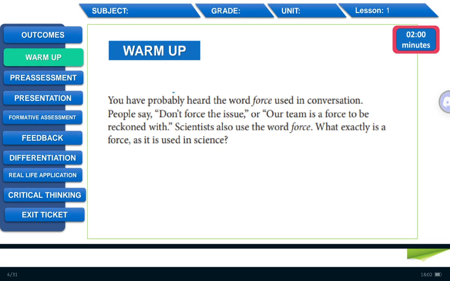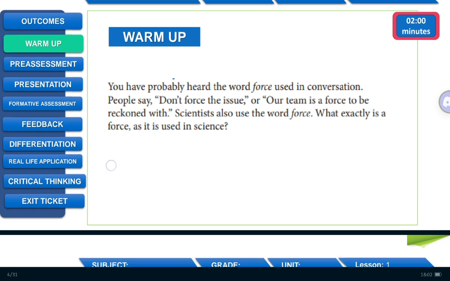Warm up. You have probably heard the word force used in conversation. People say, "Don't force the issue," or "Our team is a force to be reckoned with." Scientists also use the word force. What exactly is a force as it is used in science?